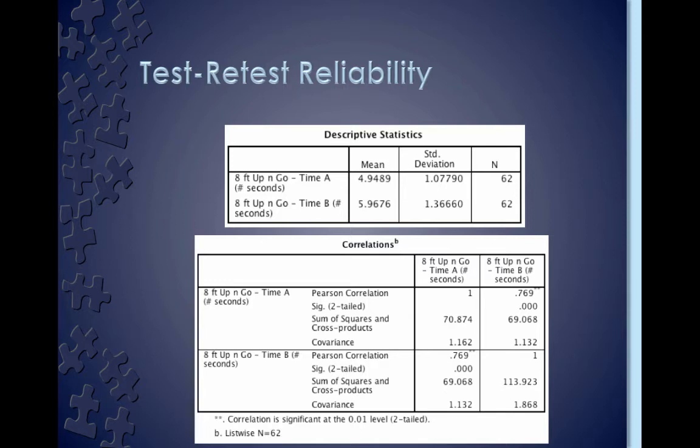So again, test, retest reliability, looking to see whether or not a specific measure, in this case the 8-foot up and go, is stable over time, different time points. We determine this by calculating or running an analysis of Pearson's correlation coefficient. And we use little r to determine whether or not this test is reliable, yes or no. We do not interpret little r, Pearson's correlation coefficient, as strength or direction in terms of determining reliability.